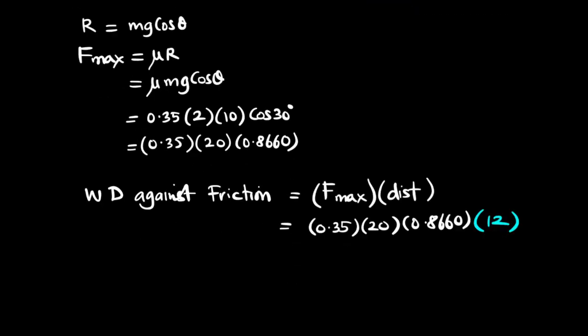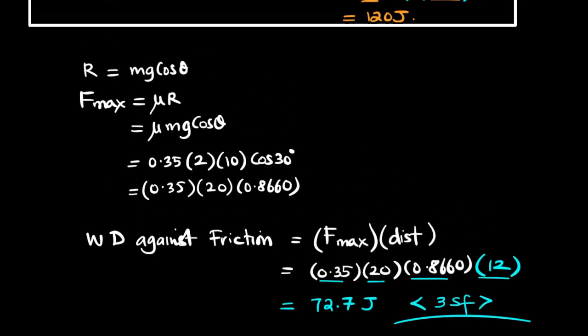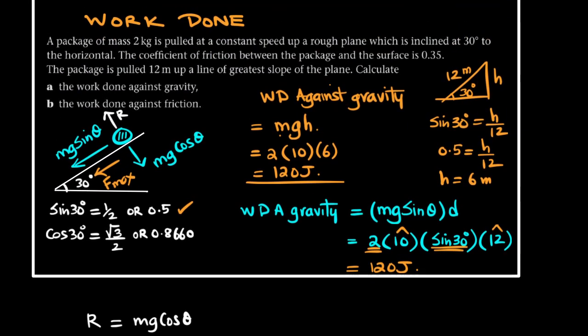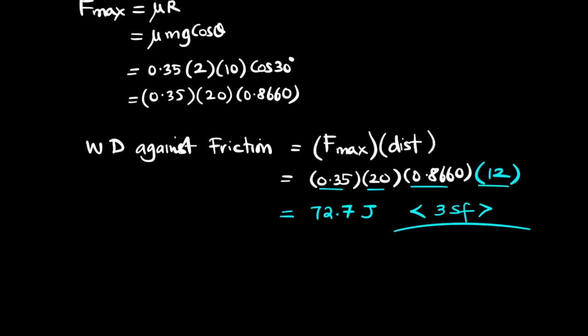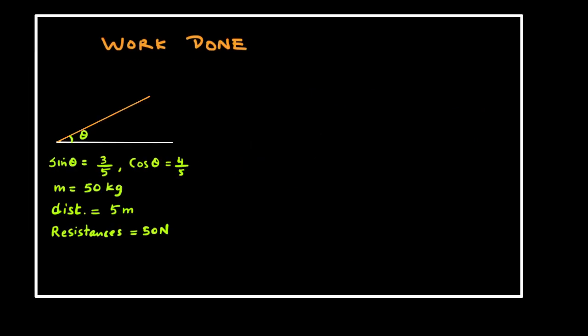That value is 12. So now using a calculator, multiplying out all of these gives me the answer as 72.7 joules. This answer is given correct to 3 significant figures. So that's the working that we did to find work done against gravity, and the similar working was done for work done against friction. Now let's look at the last question.